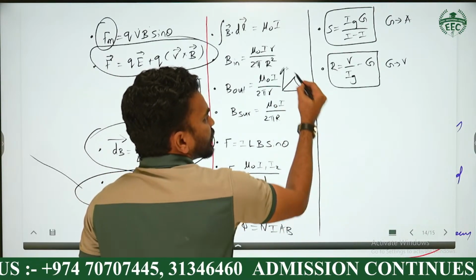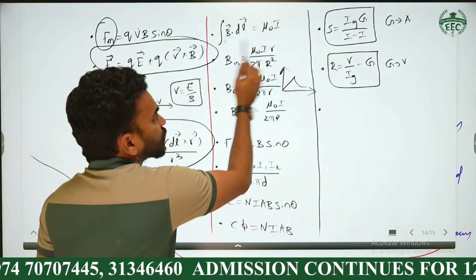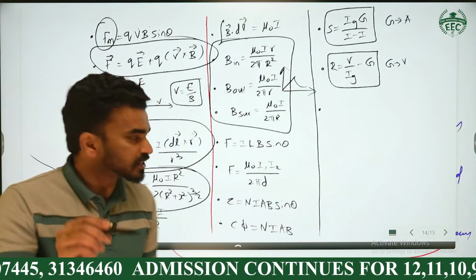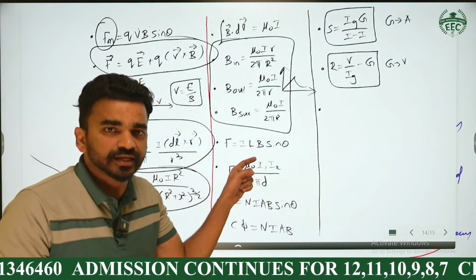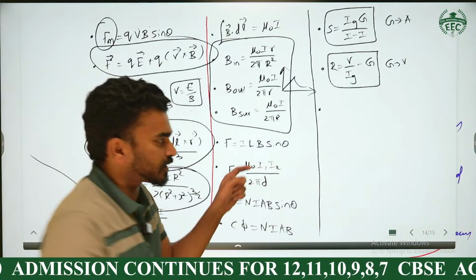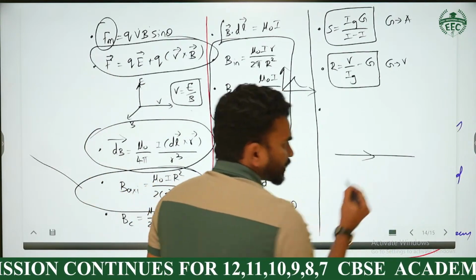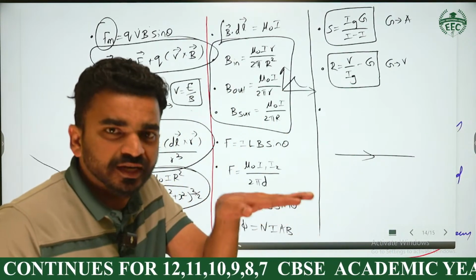The magnetic field variation with the distance will be like this. It's an important derivation. Okay, this is also an important derivation. Must learn that. And force on a current carrying conductor kept in magnetic field: ILB sin theta. Remember that question: what is the condition to keep a conductor in mid-air?